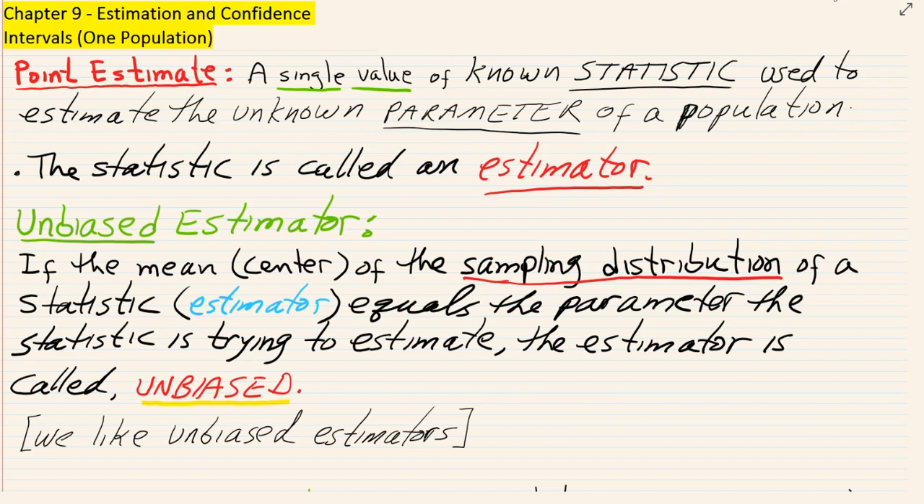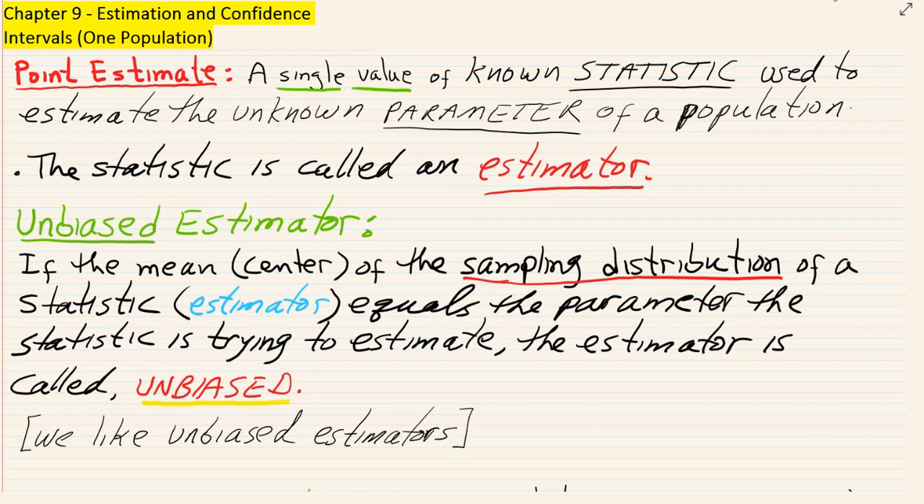In Chapter 9, we're going to take a look at estimation and confidence intervals. We're going to do point estimation and confidence intervals for one population parameter in this chapter. The parameters we're going to be looking at are the population mean mu and the population proportion or percentage p.